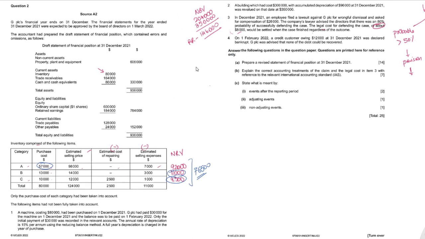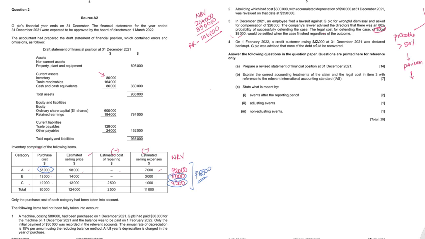On 1st Feb 2022, a credit customer owing 12,000 was declared bankrupt. Basically, after the year ended, the company was informed about the bankruptcy and GPLC was advised that none of the debts would be recovered. So this becomes an adjusting event. Why? Because the debt was due on the balance sheet date. So this statement is providing you additional evidence about some condition that already existed on the balance sheet date. So this becomes an adjusting event.